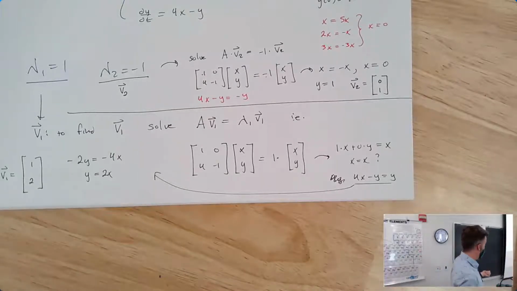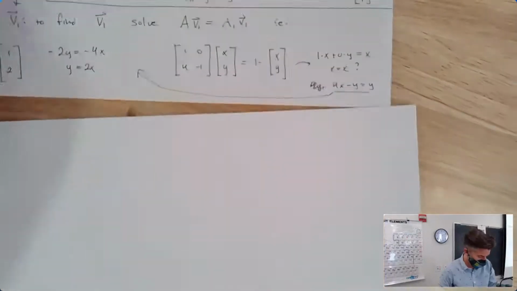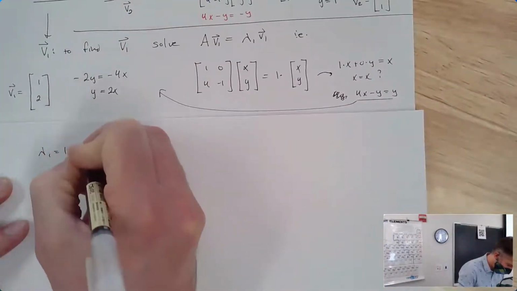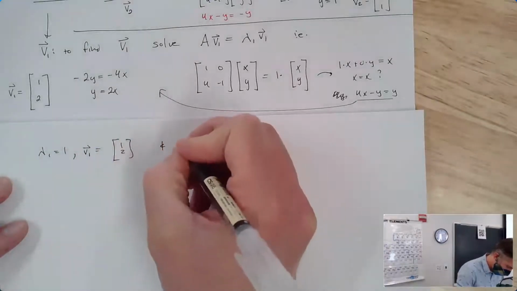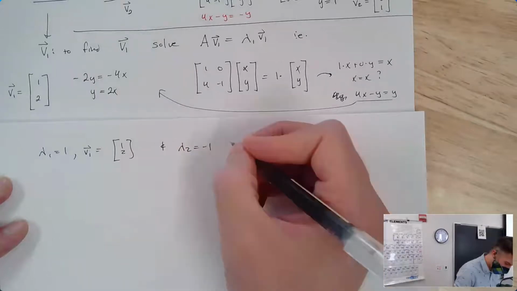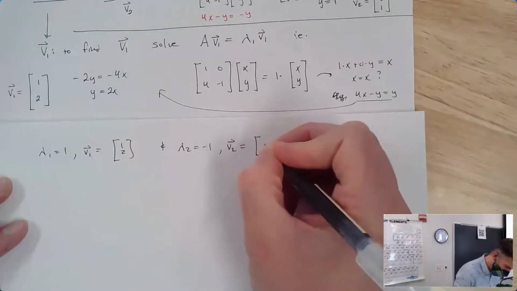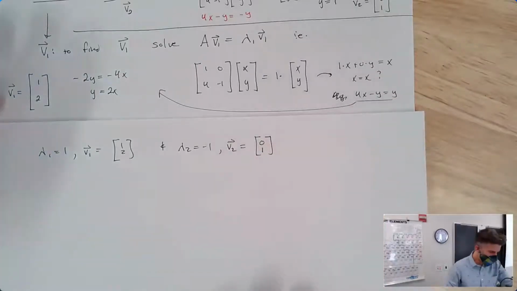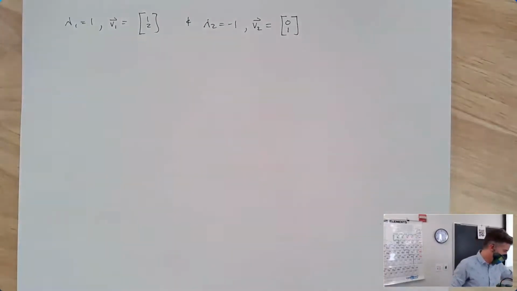So now that we've got our eigenvalues and our associated eigenvectors, it is important to make sure that you keep them as pairs. So our lambda1 is 1 and the eigenvector is 1, 2. And our lambda2 is -1 and the eigenvector is 0, 1. Okay. So now we're going to write the general solution.